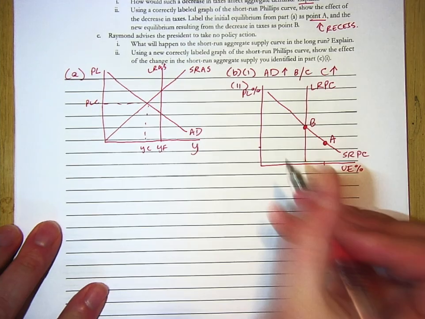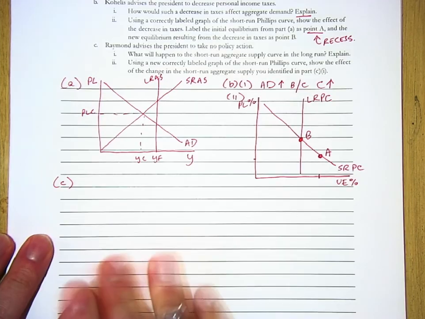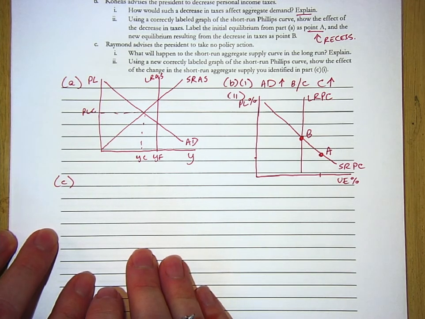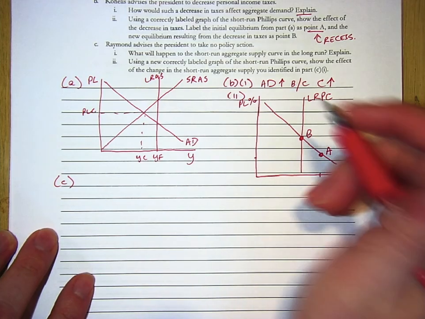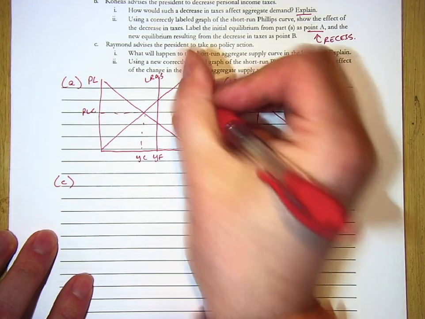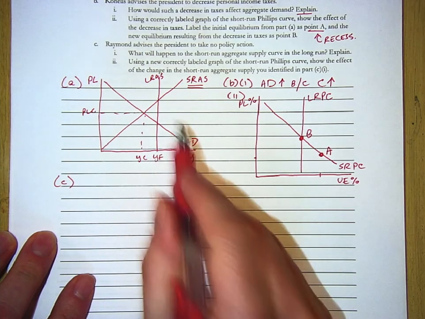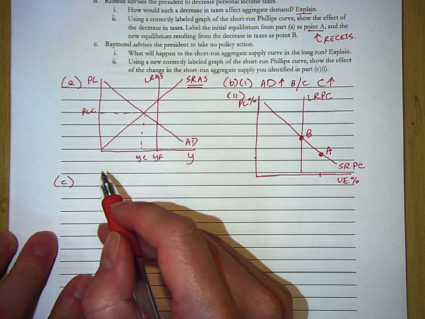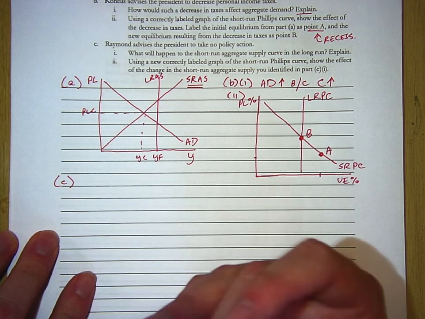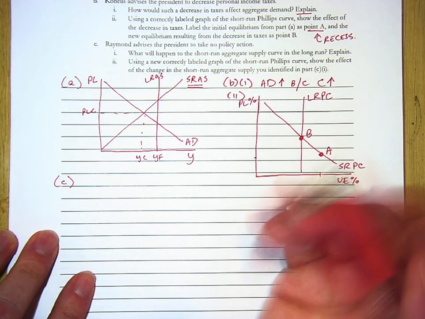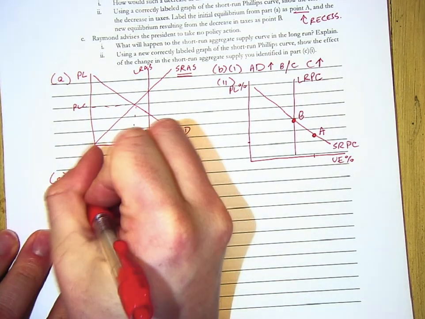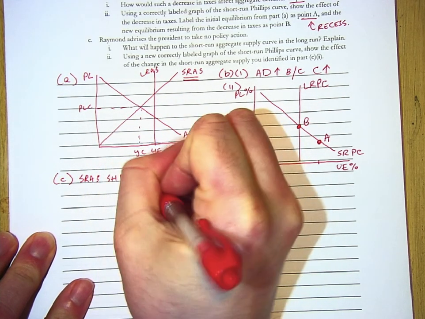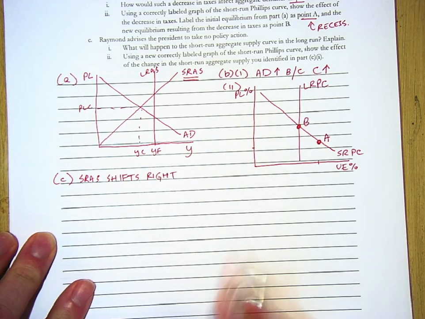Okay, so now it says part C. We'll do part C down here. Raymond advises the president to take no policy action. What will happen to the SRAS in the long run? Explain. So remember back from Unit 7 that in the long run, the SRAS curve is going to shift to the right. That's because in the long run, wages and input costs will go down. Remember the phrase, some pay is better than no pay. So we would say SRAS shifts right. You could also say increases.